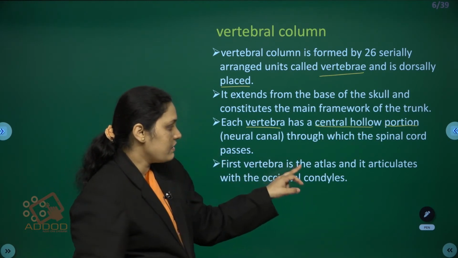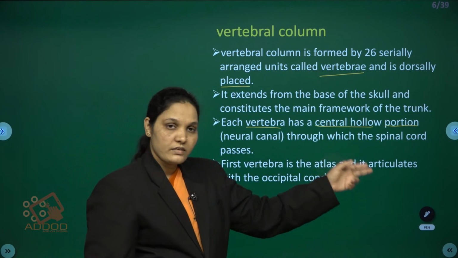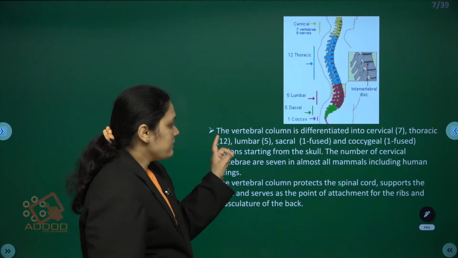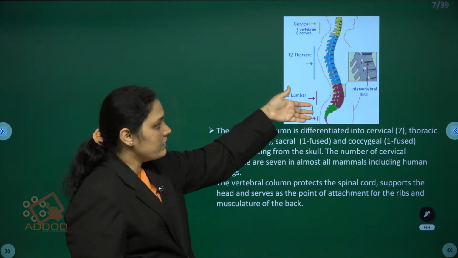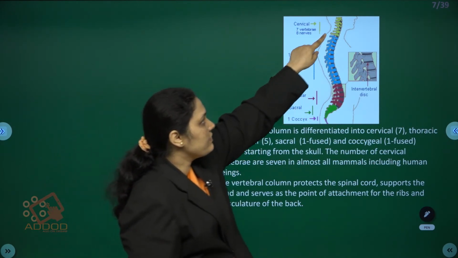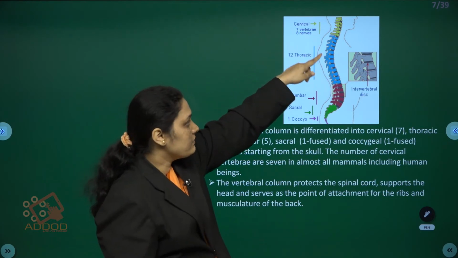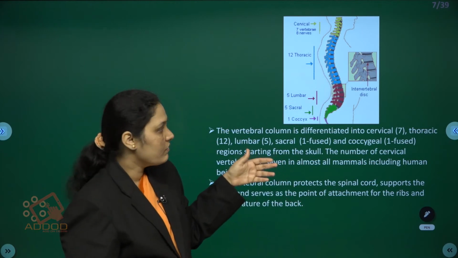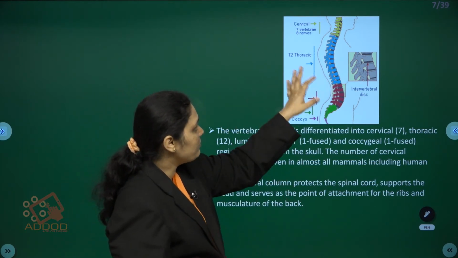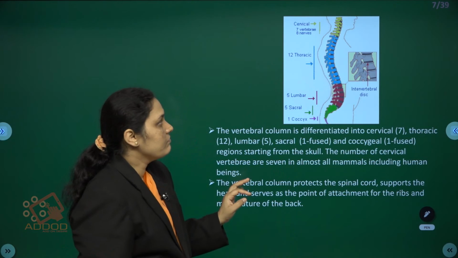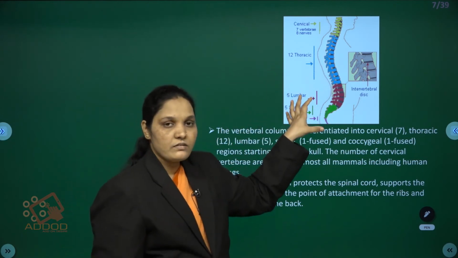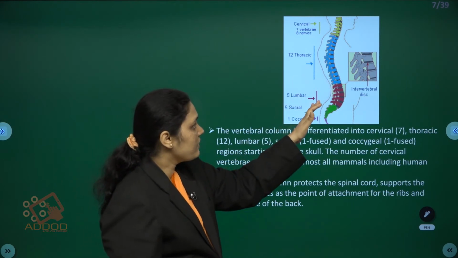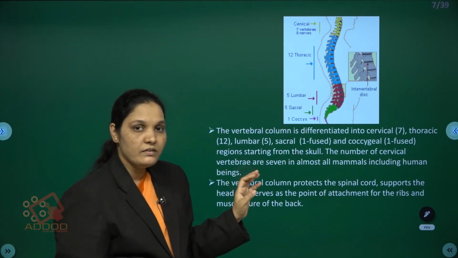The first vertebra is the atlas and it articulates with the occipital condyles. Next, the vertebral column. This is how it looks. It starts from the cranium and runs dorsally, and then you can see variations, where different parts are called by different names. In total there will be 33 vertebrae.